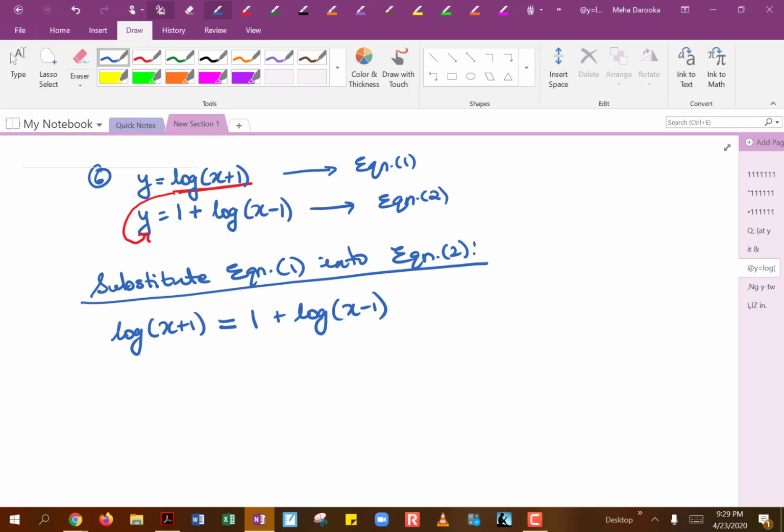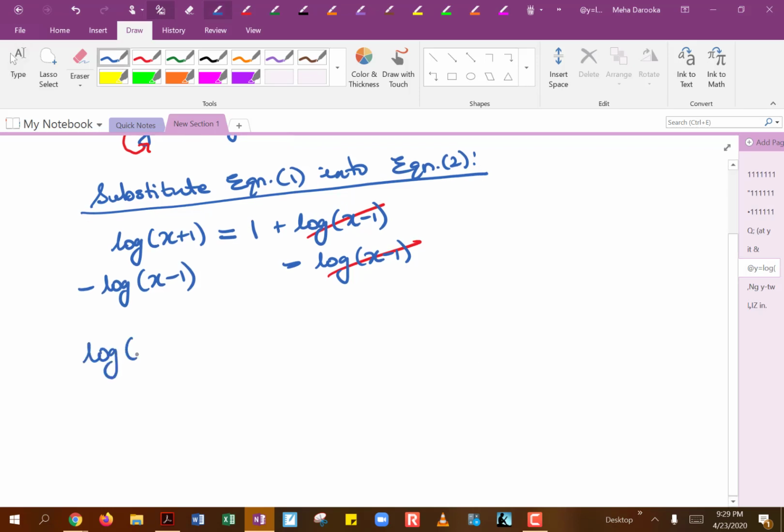So what I'm going to do is get my logarithms on the same side. So let's go ahead and subtract this guy here, log of x minus 1, and take it to the left hand side. So this will cancel out here, and we will end up getting log of x plus 1 minus log of x minus 1 equals 1, right? Now you should recognize that since we are subtracting two logarithms which are both base 10, or basically common log, I can actually use the quotient rule for logarithms over here.